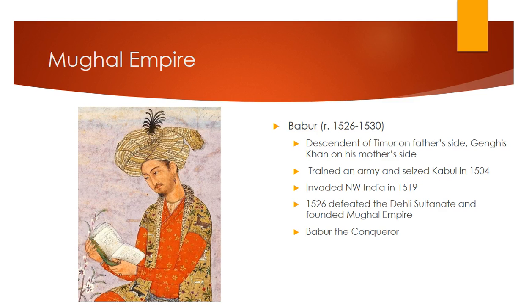After years of fighting throughout Kabul and the surrounding area, in 1519, with a pretty strong base now around Kabul, he invades northwest India, which is modern-day Pakistan. And he continued to move on. And by 1526, he had conquered the Delhi Sultanate and founded the Mughal Empire. The Mughal Empire is just a corruption of Mongol, right? So they're Mongols. Here we call them the Mughal Empire. And for all of this, Babur gets the nickname the Conqueror.